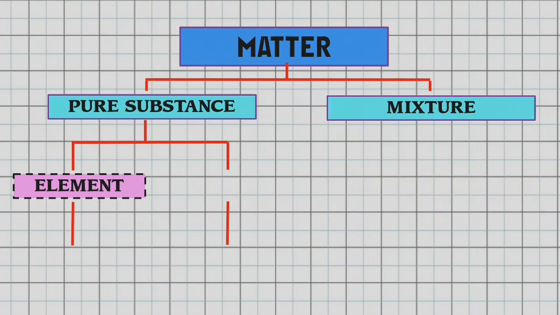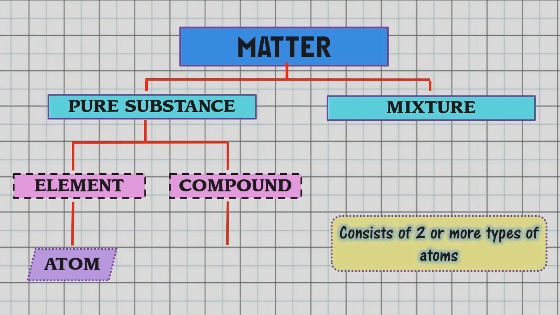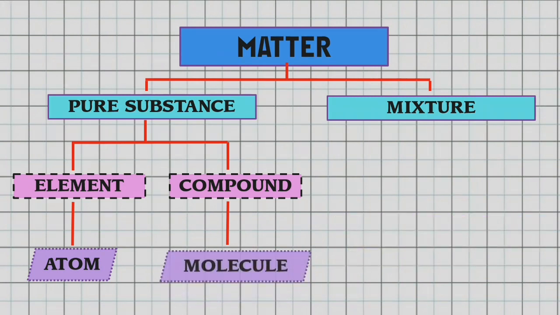Pure substance is divided into two, namely element. Element consists of only one type of atom. Example, the elements in the periodic table. Each type of element consists of a single type of atom. The other one is compound. Compound consists of two or more types of atoms. Example would be a molecule. Another example is sodium chloride, commonly known as salt. It consists of an element of sodium and an element of chlorine.